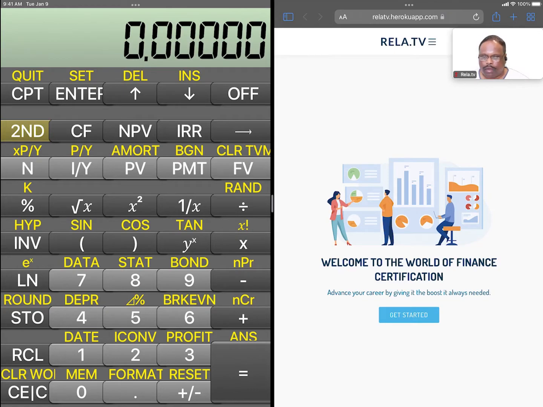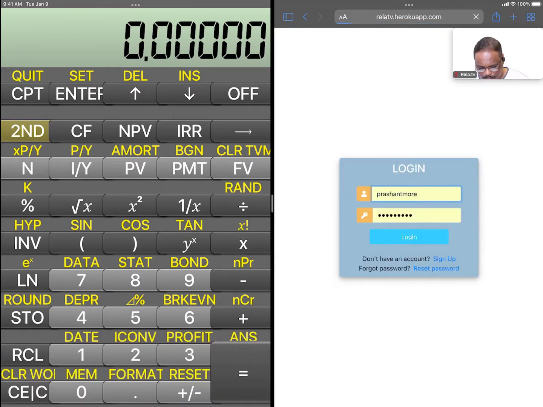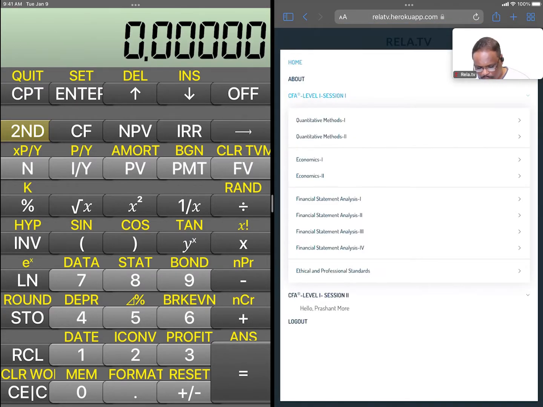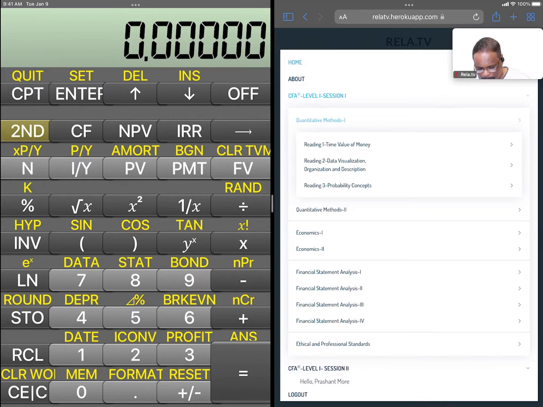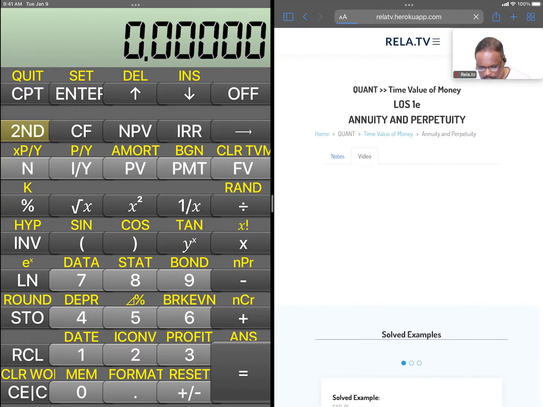We are going to see some problems involving use of a calculator. So let me first log in. Let's go to quantitative methods, time value of money, which is reading 1. These problems will be LOS 1E, annuity and perpetuity.